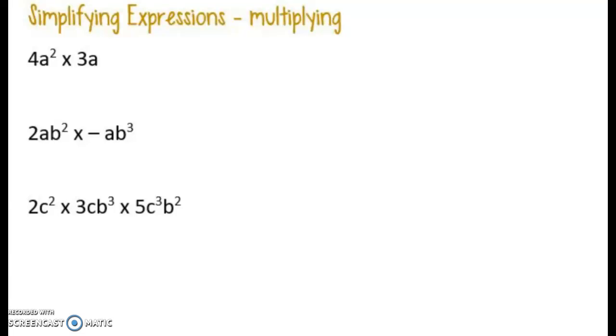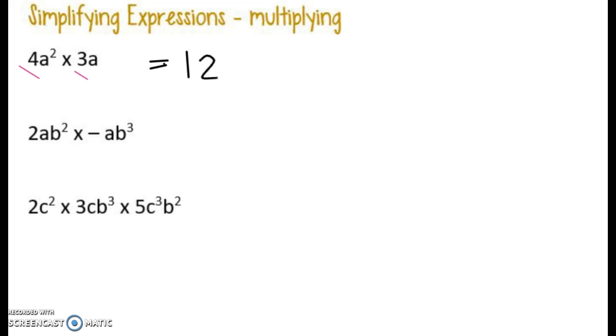So here we are simplifying expressions by multiplying. For the first one, we've got 4a squared times 3a. So forget the a's for a minute. All we're trying to do is combine it as much as we can, which is a little bit different from adding and subtracting. So let's look at the coefficients. Those are the numbers in front of them. So here we've got 4, here we've got 3. So if we've got 4 times 3, we can work that out straight away as being 12.